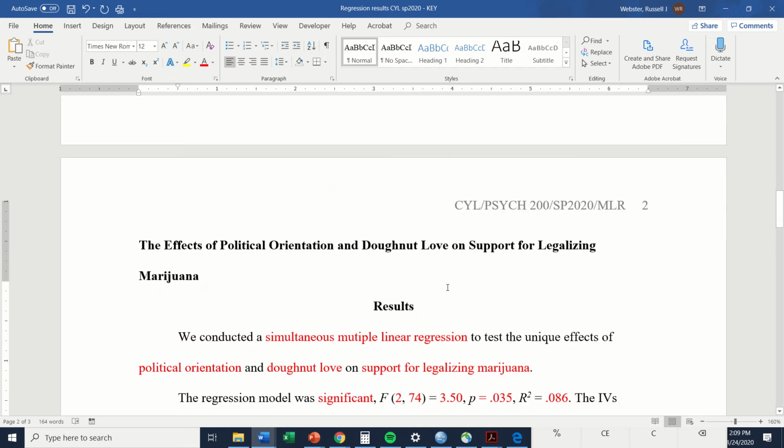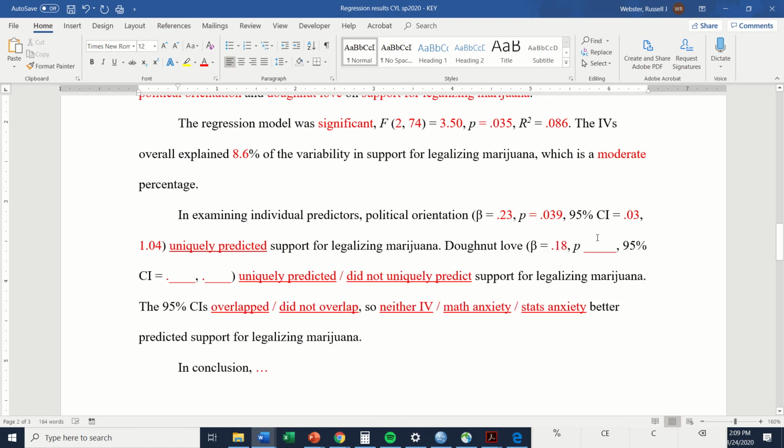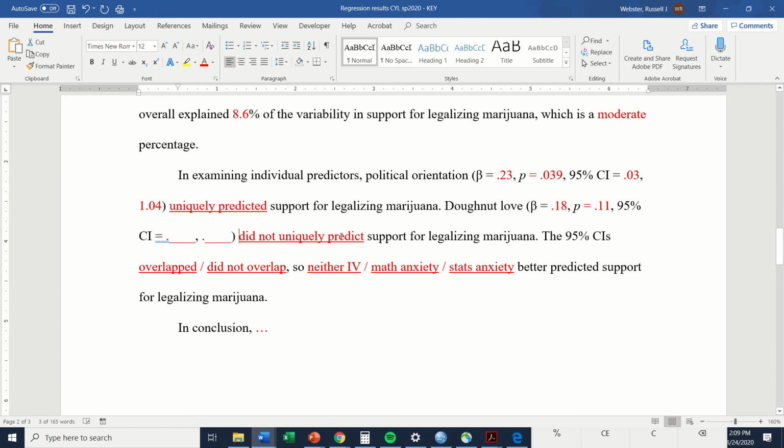Right. Now doughnut love: the beta value for doughnut love is 0.18 with a p-value of 0.11. Given our p-value of 0.11, doughnut love is a non-significant predictor. Our p-value of 0.11 is far enough away from 0.05, right? P-values are significant if they're less than or equal to 0.05. In this case, 0.11, non-significant. So doughnut love did not uniquely predict support for legalizing marijuana. Political orientation, but not doughnut love, had significant unique overlap with support for legalizing marijuana.